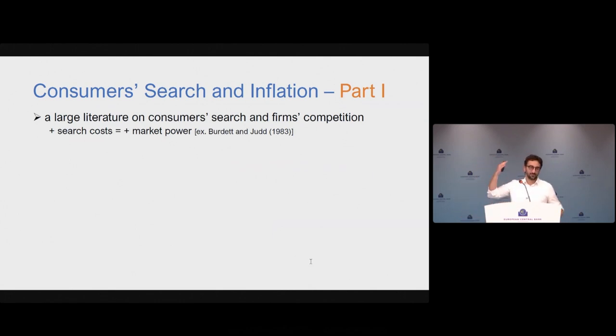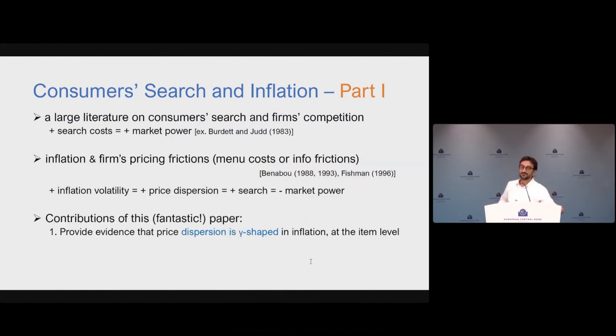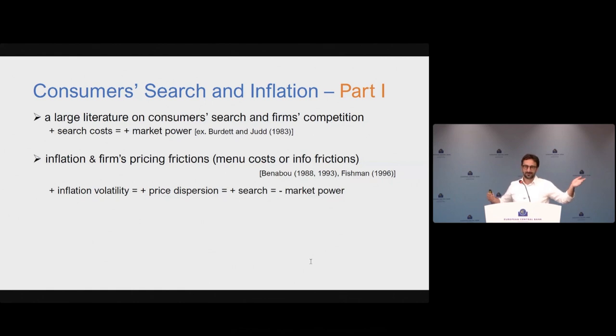So this literature has a noble tradition and dates back to Bartha de Jad, among others, and emphasized that the presence of search costs produces market power in the economy. Then in the 90s, there were models trying to understand how consumer search and firms' price friction would deliver some realistic business cycle facts. And they emphasized, among them, Benabou, who is one of the leaders of this literature, that more inflation volatility can be good. Why? Because it generates price dispersion that incentivizes search, that decreases the market power. So it has a good effect on the markups. That is the other way around from the reason for which we usually think inflation is bad.